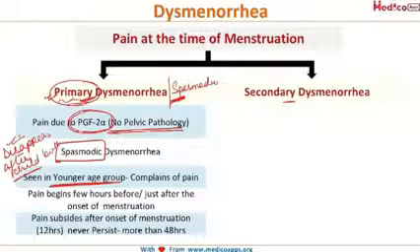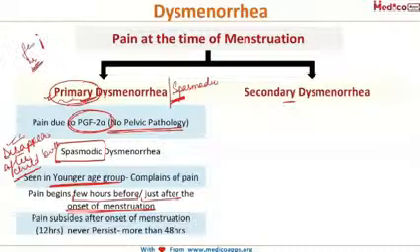So they are rarely seen in the reproductive age group. And the typical feature of primary dysmenorrhea is that the pain begins a few hours before or just after the onset of menses. There will be no pain beforehand. The pain will start either at the time of menses or a few hours before the onset of menses, and it usually subsides after the onset of menses. Once the menses have started, they will subside in another 12 hours.